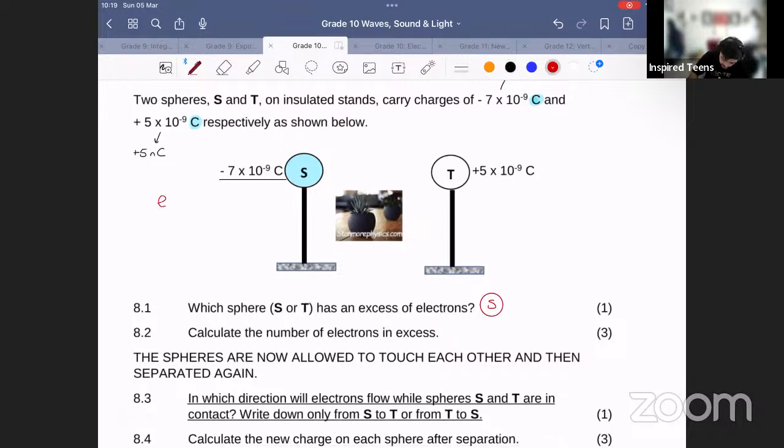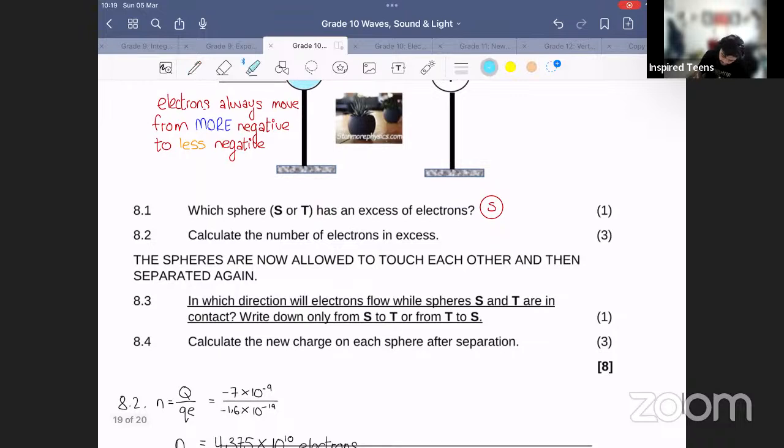Because remember this, electrons always move, not from negative to positive, from the more negative to less negative, always. So that's why it's going to move from S to T, because negative 7 is definitely more negative than positive 5. So the correct answer is from S to T.